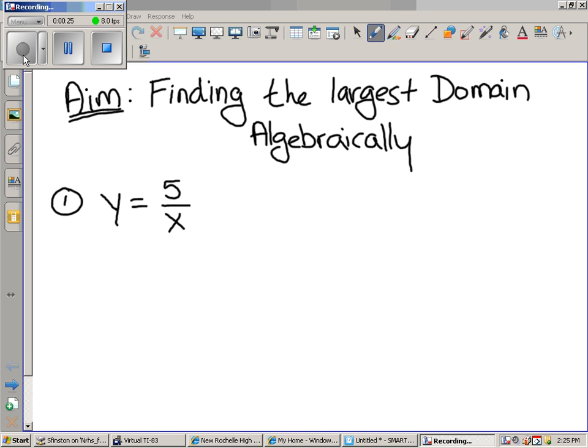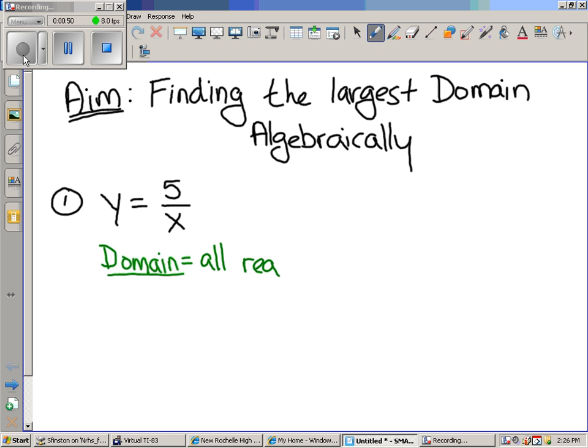What does the word domain mean? Yeah, the x values. And if you have a fraction, what number can't be in the denominator? No, you can have negative numbers in the denominator. You just can't have 0. So the domain equals all reals. It's just that x can't be equal to 0.